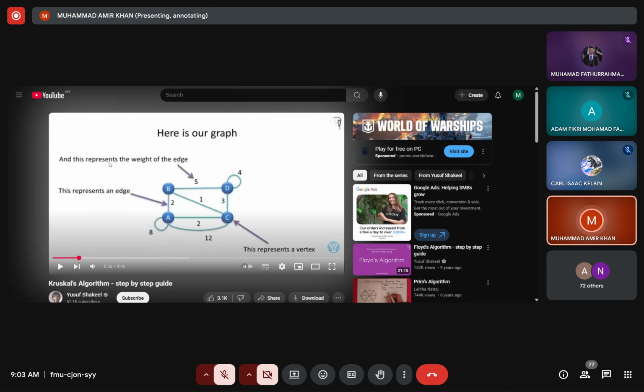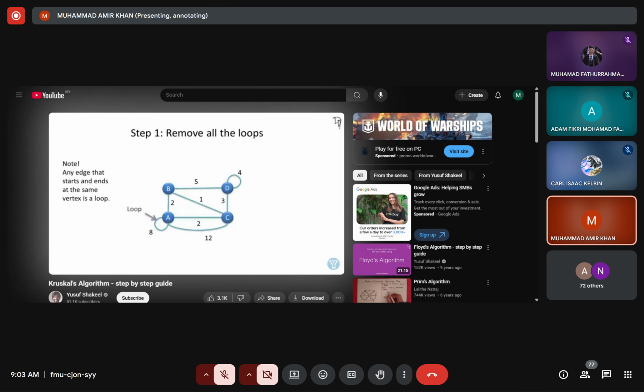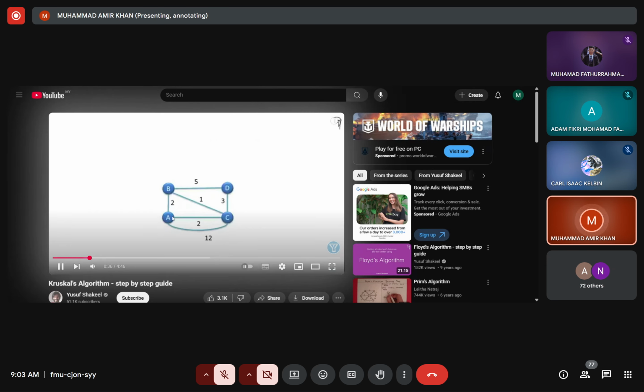So here is our graph, and this represents the weight of the edge, this represents the edge, and this represents the vertex. A, B, C, D is the vertex. First, we have to remove the loops again. Any edge that starts and ends at the same vertex is called a loop. Here, we have 2 loops in A and D.